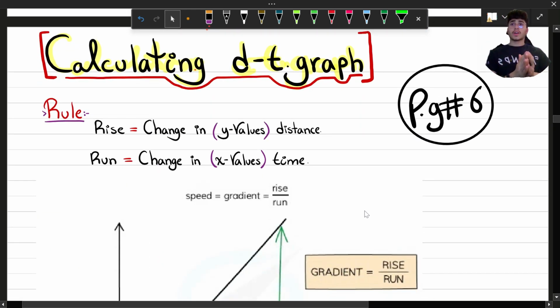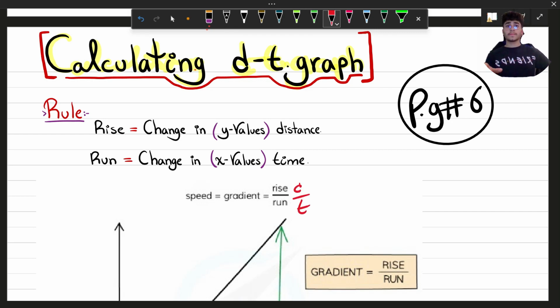To calculate distance time graphs, the rule is very simple. Rise is the change in y values and run is the change in x values. Rise is distance, run is time. So the speed is the gradient, and the gradient is rise over run, distance over time.